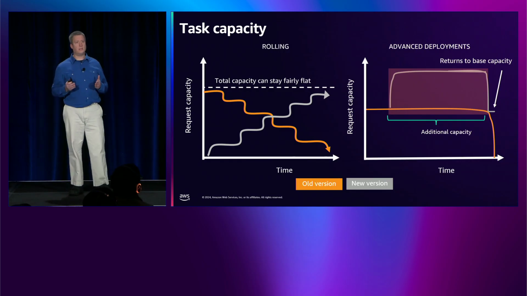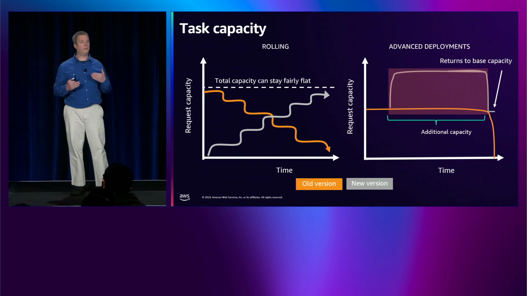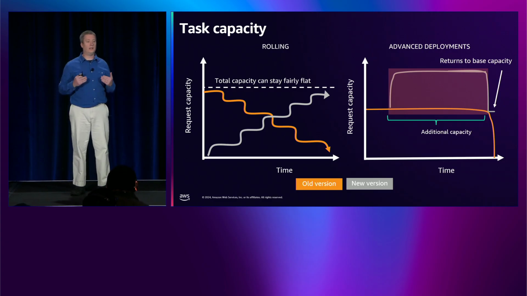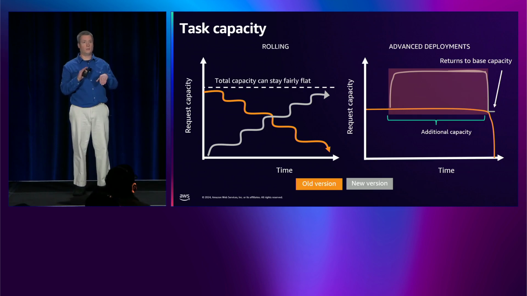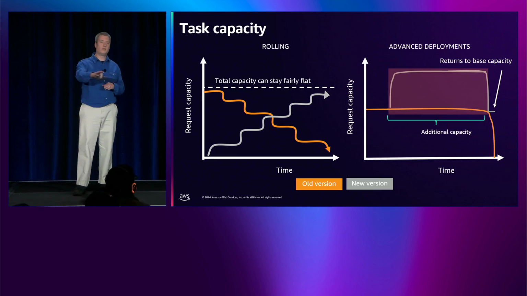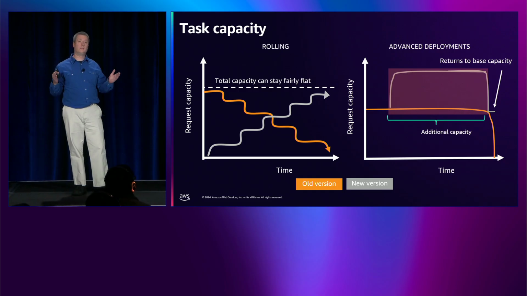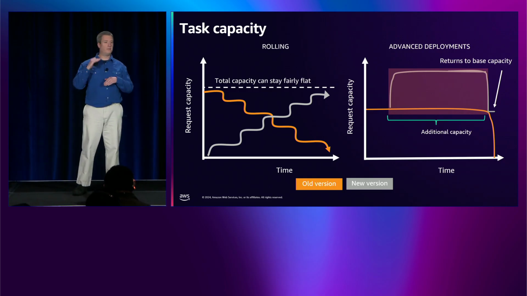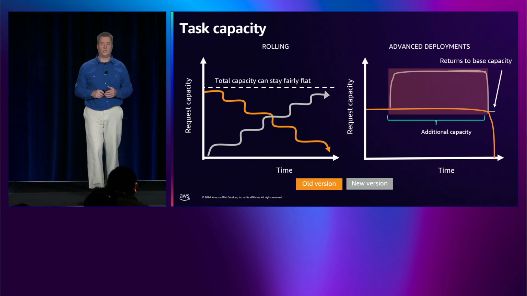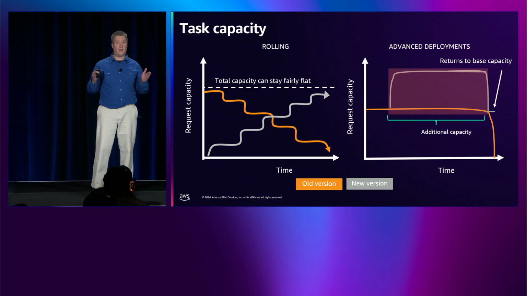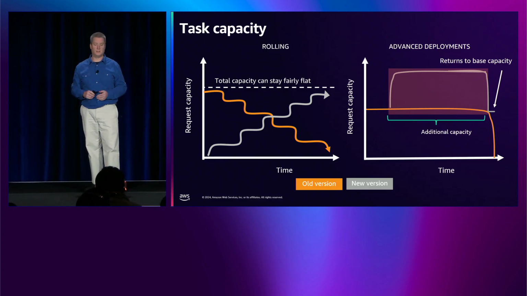Some of the differences that you'll notice between standard rolling and advanced deployments is what your task capacity looks like. In a standard rolling deployment, you're actually going to create new tasks and delete or stop old tasks, and so you have more of a constant capacity. Whereas in advanced deployments, through the lifetime of your deployment, you're going to have double the number of tasks. You're going to have your blue tasks and your green tasks, if you want to use the color analogy. And so you have twice for that duration, and then you go back down to normal once the deployment is over.